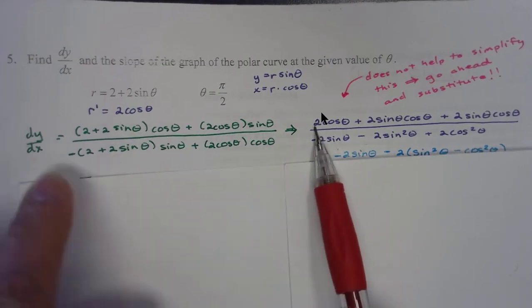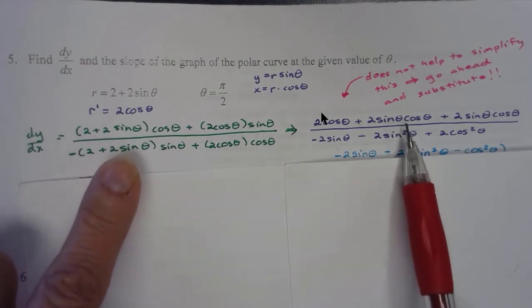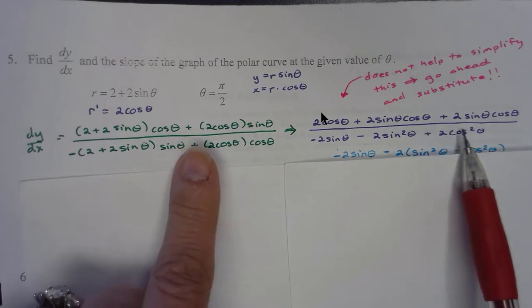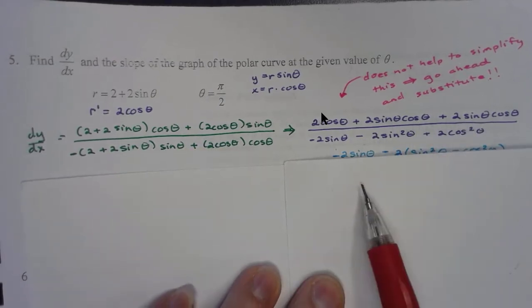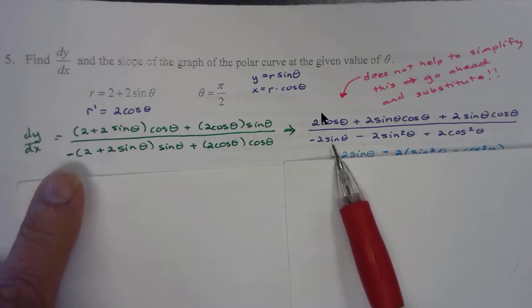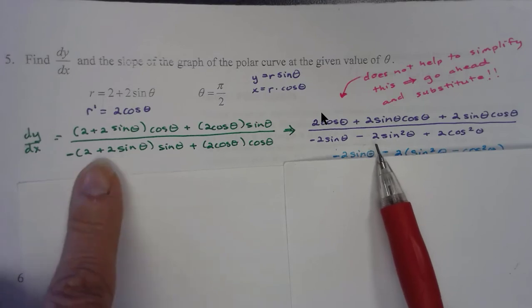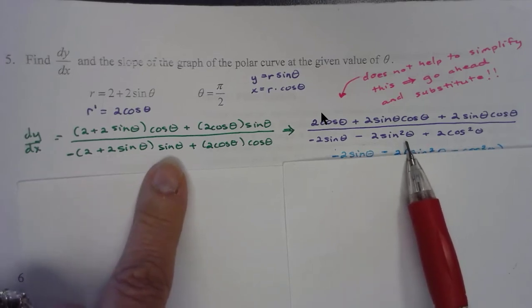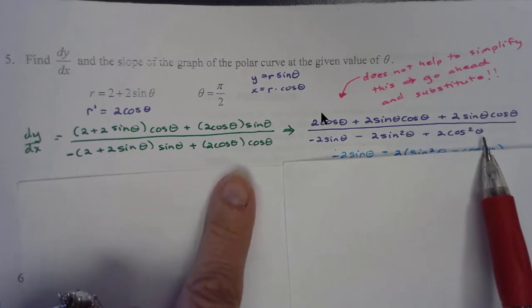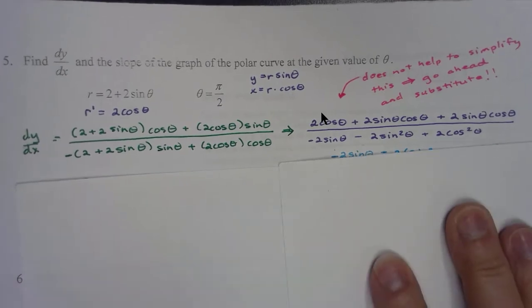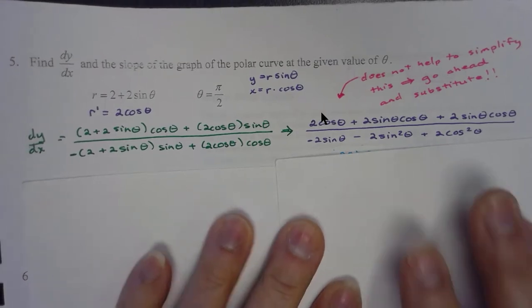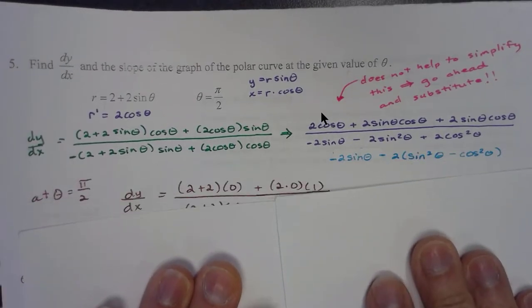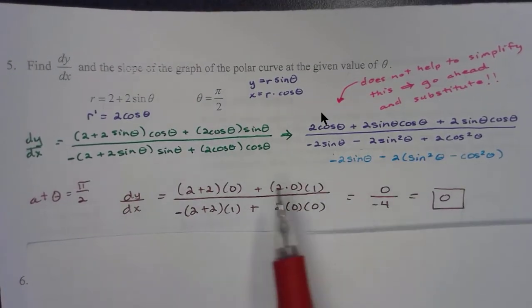So we get 2 cosine theta plus 2 sine theta cosine theta plus 2 sine theta cosine theta. So I got 4 of those. Here I have negative 2 sine theta times the negative, and negative 2 sine squared theta plus cosine squared theta. I can simplify and put in some double angle formulas and whatnot, but I don't need to. Just go ahead and substitute your pi over 2.